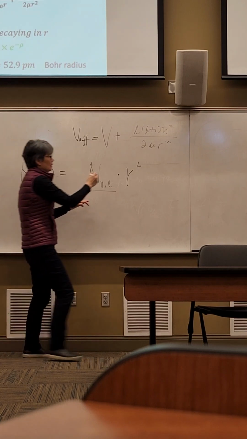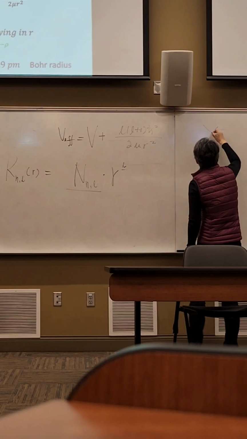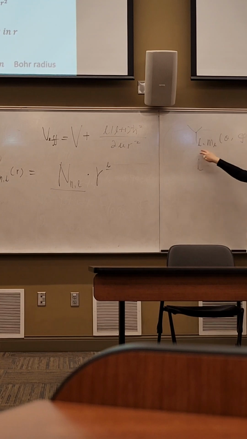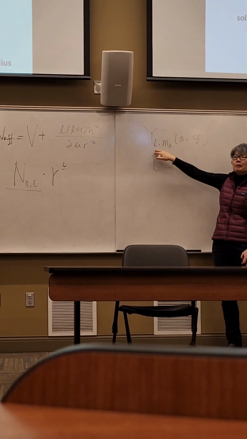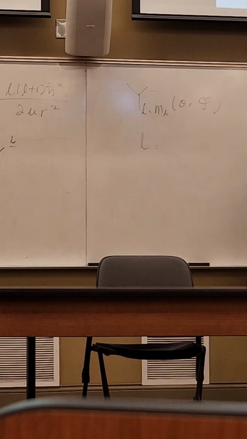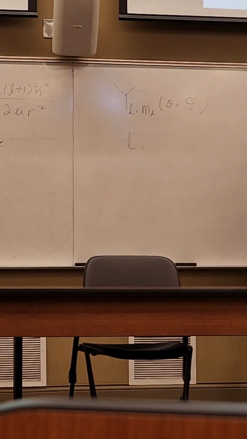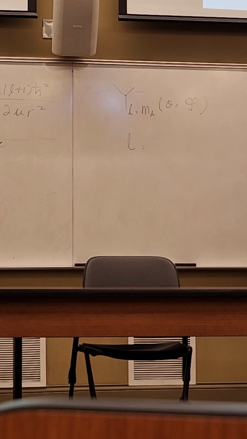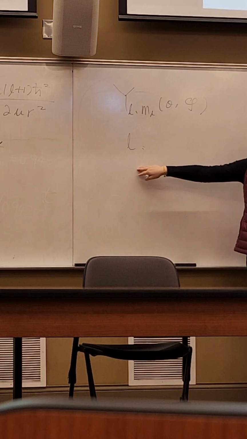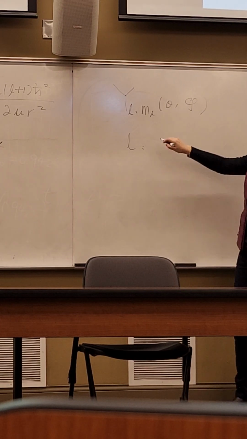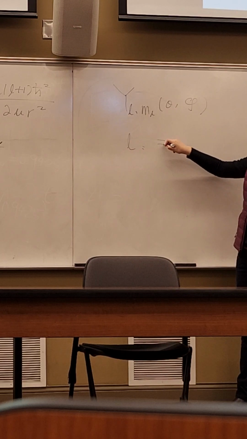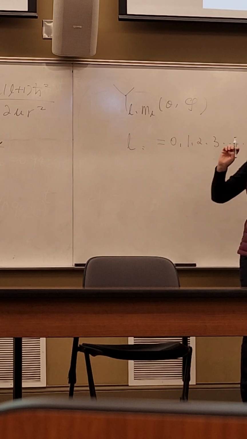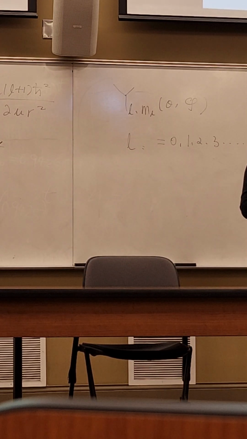Now, L, right? This is the orbital angular momentum quantum number. Guys, what is the L value? From the spherical harmonics, the particle rotating on the sphere, what are the L values? L equals positive integers including 0. Okay, equal to 0, 1, 2, 3, 4.